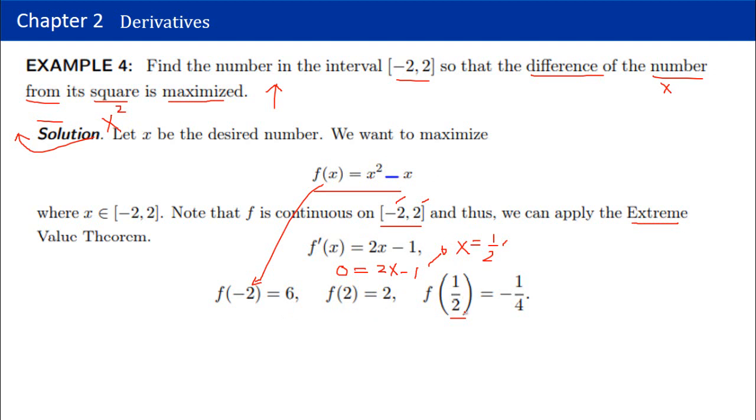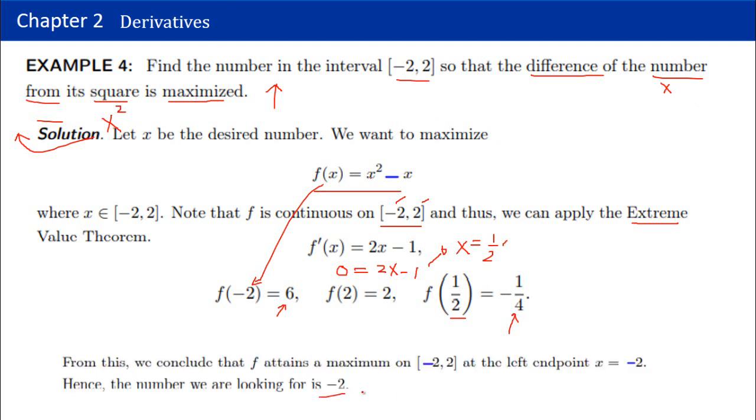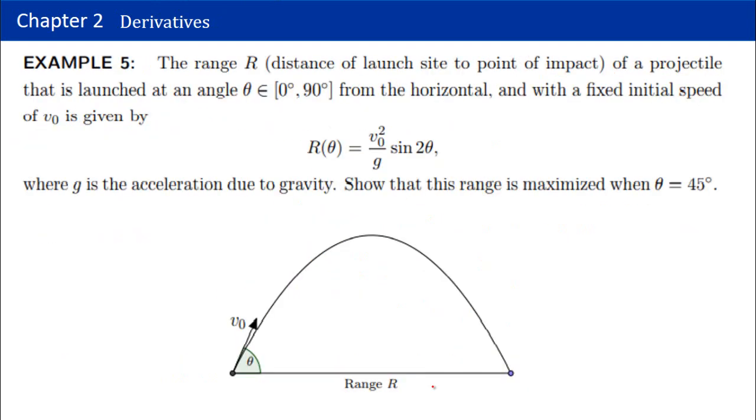So, kung x naman ay 1/2, that means 1/2 squared, 1/4 minus 1/2, that is negative 1/4. So, it means ang pinakadako nga value is ang 6. Ang pinakagamay na value is negative 1/4. So, it means from this interval, ang pinakamalaking difference is the 6, but we are going to find the maximum, so it means negative 2. That is example 4. Here we have example 5.